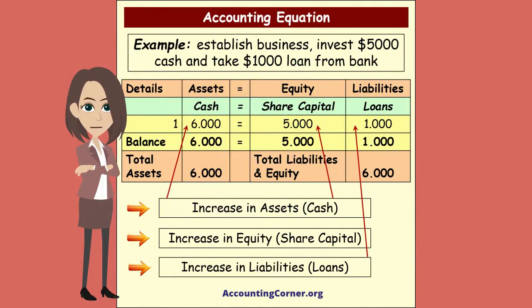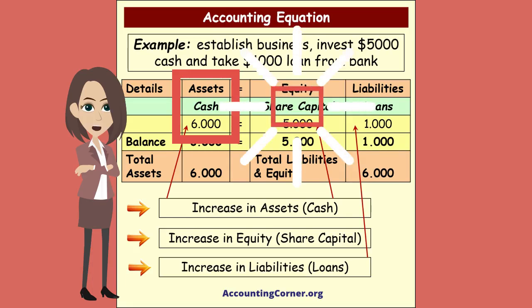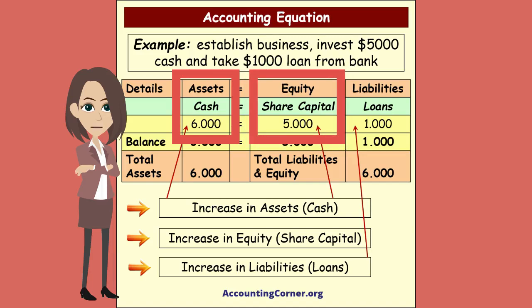On the left side, there is an increase in assets, cash caption, by $6,000. This cash was provided to the business in the following forms of financing. $5,000 invested by shareholders as share capital. This is reflected on the right side of the equation as an increase in equity, share capital caption, by $5,000. $1,000 was provided by the creditors as a loan. On the right side of the equation, there is an increase in liabilities, loans caption, by $1,000.